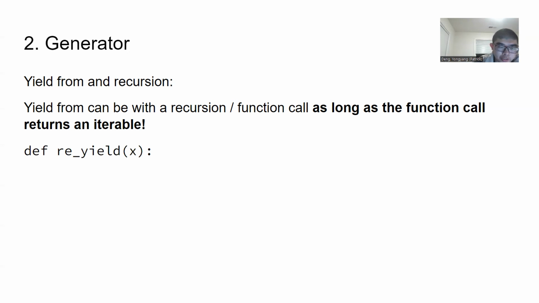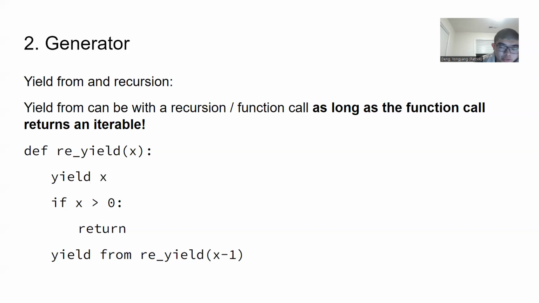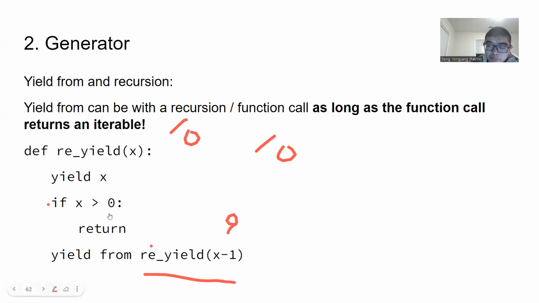So define with yield: yield x if x is greater than 0, return. This is the base case, and then yield from. So yield from here is like a recursion. Suppose I take in 10, and I will yield 10 first, and then skip this and yield from with x minus 1, and I take 9 inside. This is a generator. A generator is an iterable, so it's totally okay.